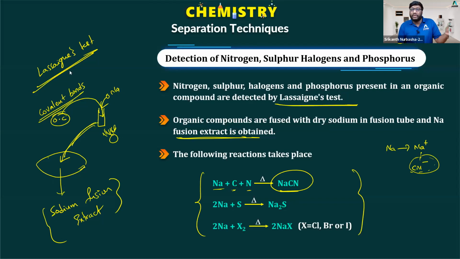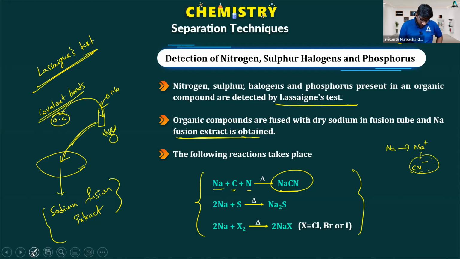The sodium reacts with carbon and nitrogen, and the nitrogen which was covalently bonded in the organic compound has been taken out as an ion, the cyanide ion. So that the cyanide ion can act as a ligand and form different types of complexes. Those different types of octahedral complexes will have different colors. Based on the colors, we can say whether nitrogen is actually present in the organic compound or not.